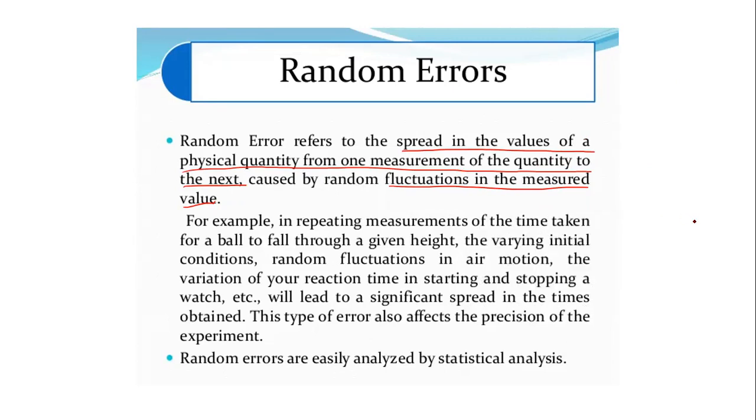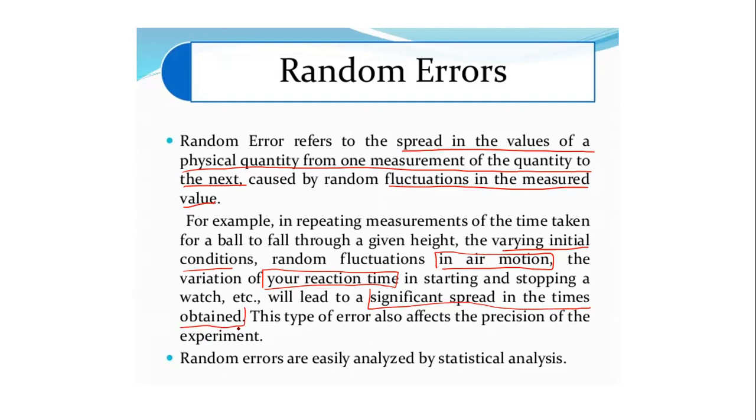All these things may cause random error. Here, for example, in repeating measurements of the time taken for a ball to fall through a given height, the varying initial conditions, random fluctuations in air motion. So you can consider this the variation of your reaction time, as we just said, in starting and stopping the watch. That is your reaction time, and it will lead to a significant spread in the times obtained, right?